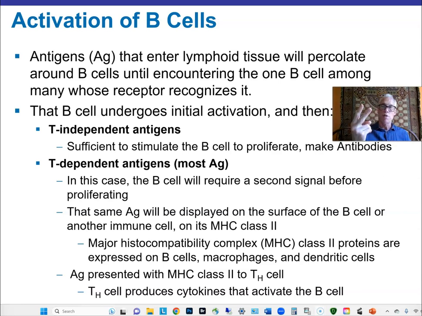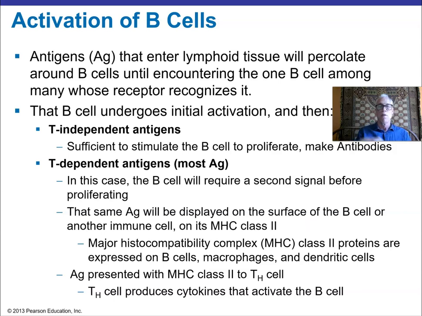MHC class 2 is a slightly different version of the same thing. Only so-called antigen-presenting cells of the immune system have MHC class 2: macrophages, dendritic cells, and B lymphocytes. They are called antigen-presenting cells. When they take in an antigen, either by phagocytosis or being infected, they chop it up, they process it and stick it on the surface on MHC 1 and MHC 2, and that's what T lymphocytes are looking for.